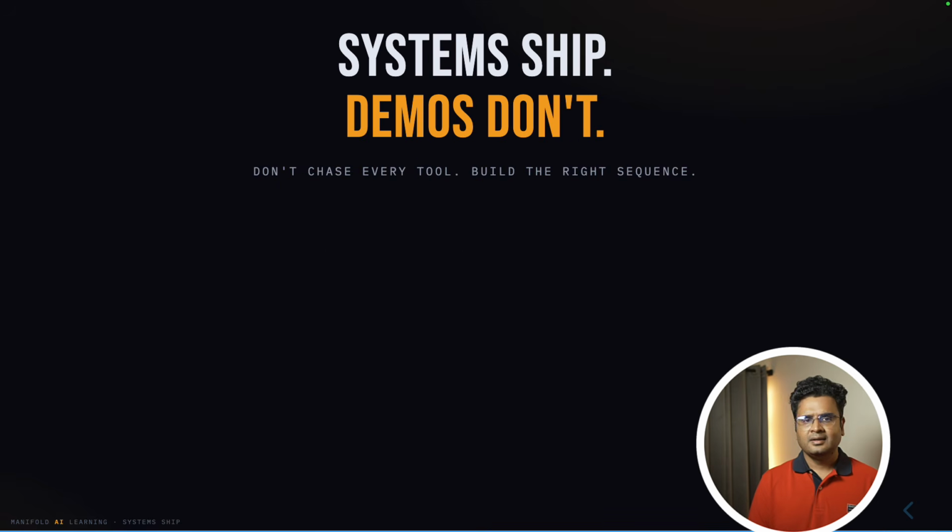Now, if you're learning agentic AI in 2026, I want to tell you, and it is very important again, do not start by chasing every tool that is out there. Start by building the right sequence: mental model, LLM application, RAG, tools, workflows, evals, production project. This is how scattered learning becomes capability. Systems ship, demos don't. This is Nachiketh Murthy. I'll see you next time.